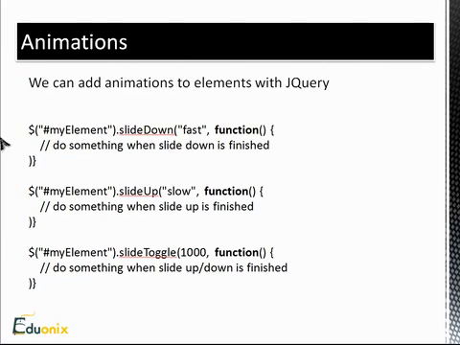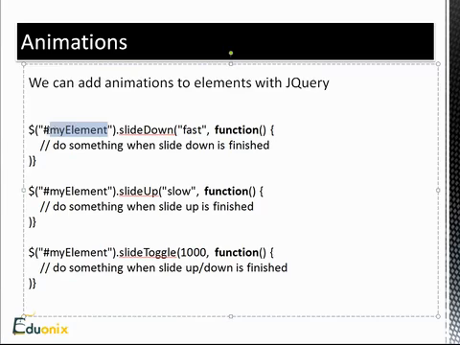Animations. We can add animations to elements with jQuery. Here's an example. So we're saying the element with the ID of my element, we're going to say slideDown. So that's going to make something slide down, and that takes a parameter or a few parameters. The first being the speed. We can use a numeric value, or we can actually use these keywords, slow, fast, and then the next parameter is the actual function that we want to happen when the slide is finished. And here we have the same thing, except it's slideUp, and we also have slideToggle.